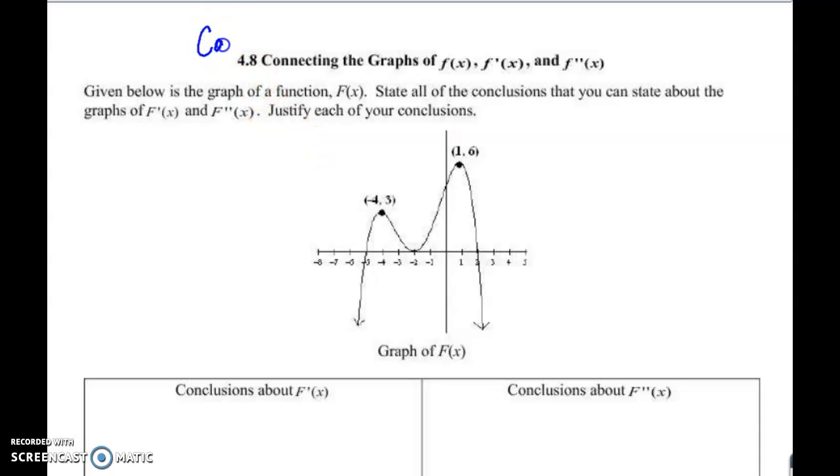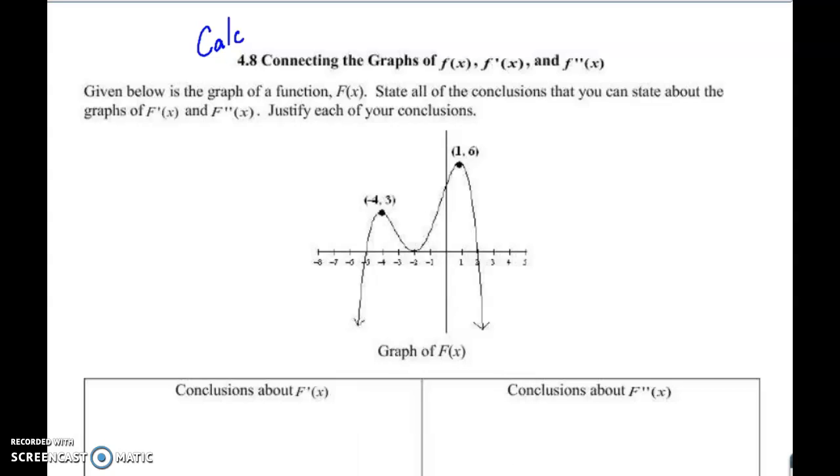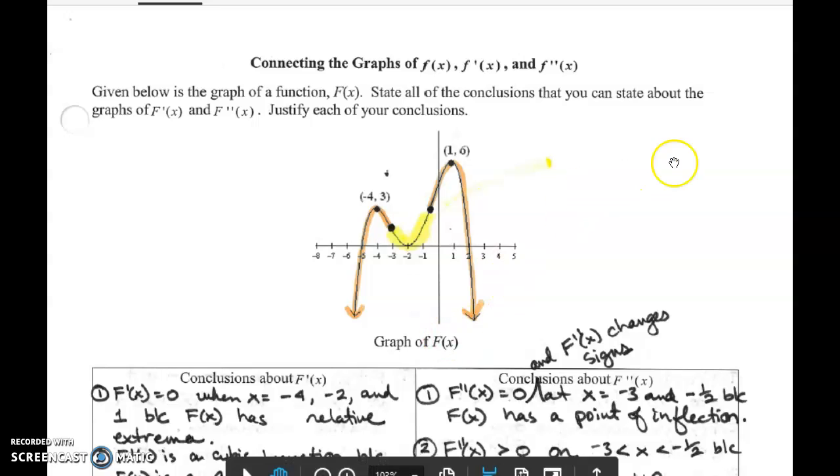Welcome back, Calculus. We'll be doing 4.8 more with connecting the graphs. There's so much to write on this that I thought the best way to approach this problem would be to look at the answer key. So just pay close attention to the directions and what you can conclude about a graph.